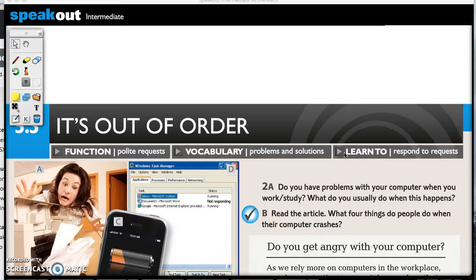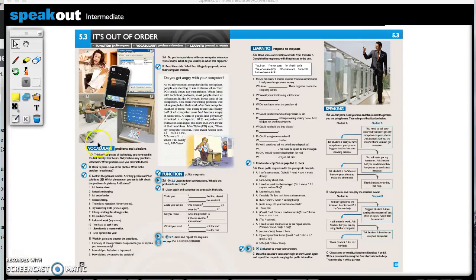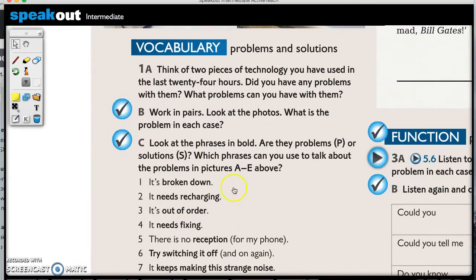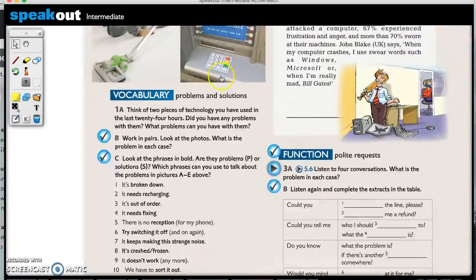If you think about it, in functional language, it's very typical in our interactions to ask for something and to reply to that petition or request. So this is very useful in everyday language. In the first activity, you're supposed to answer the questions. What is the problem in each case?